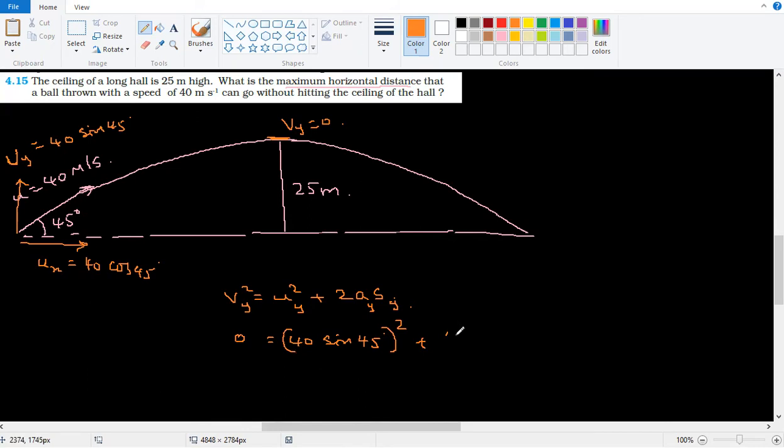Plus 2ay. So ay is acceleration, so minus 10. Sy is 25. Okay, so what's the mistake I'm doing here? I want to find the time, right? So this is not going to help me. We already discussed this in the theory. This formula will not help here, because you know everything here.